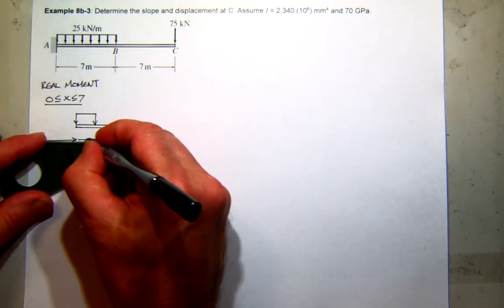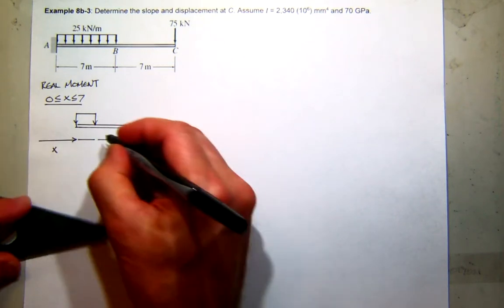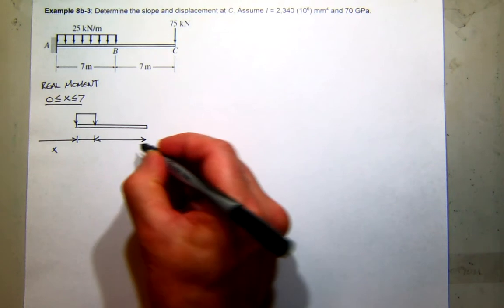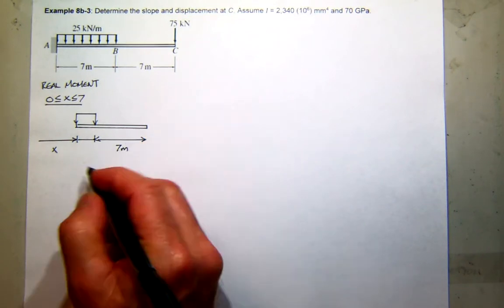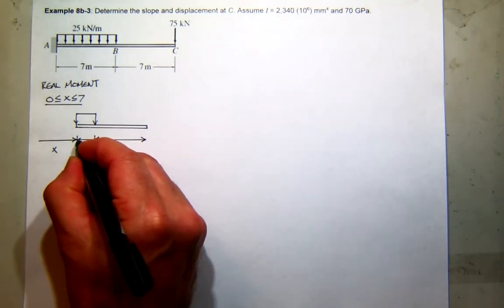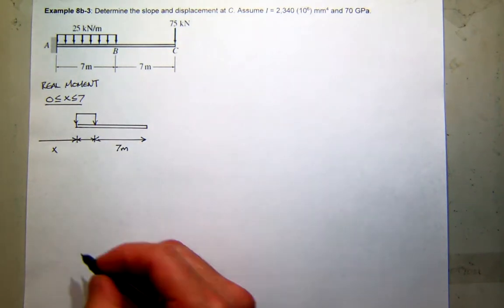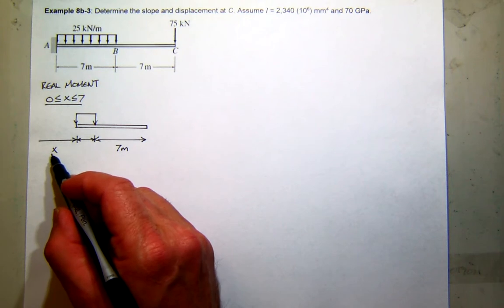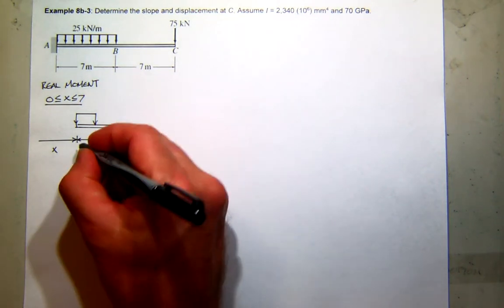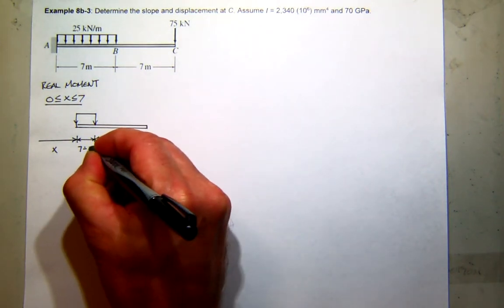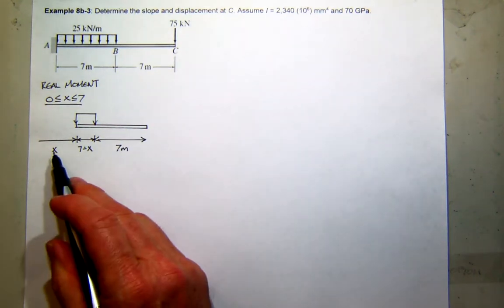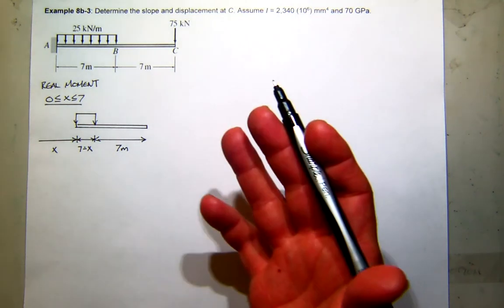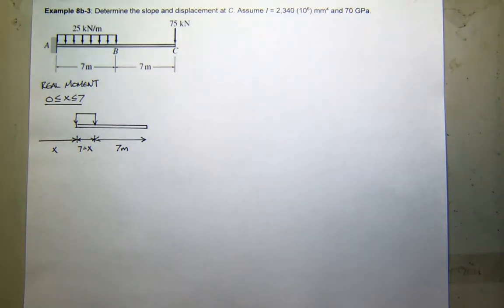And then I'm going to have a couple things I'm curious about. Well, I know this particular part is 7. So what is this little piece here going to be? Well, I know from 0 to here is 7, and I'm going to subtract x, so it's going to be 7 minus x. And if you add it all up, what do you get? x plus 7 minus x is 7, plus 7 is 14. So no matter what the value of x is, you'll always get 14.